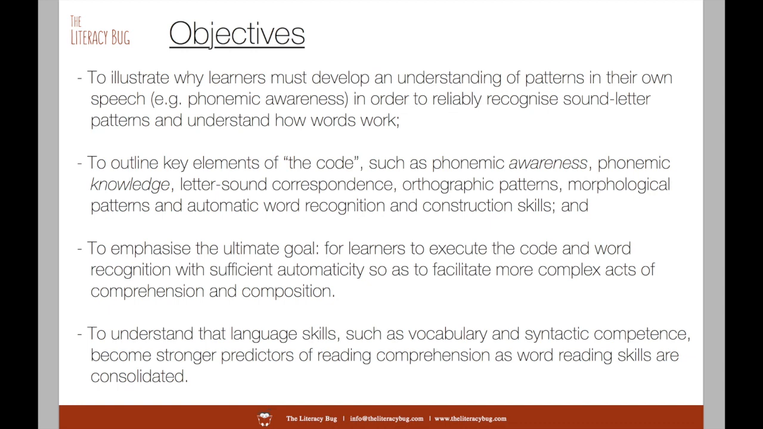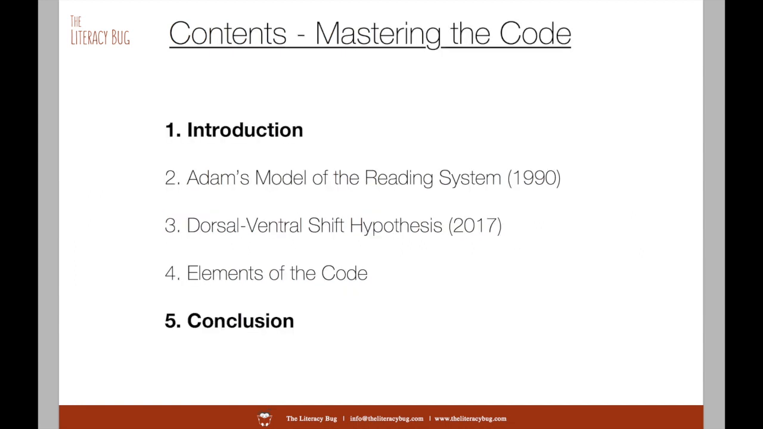So mastering the code is an essential component within literacy, but in and of itself isn't sufficient. So there's just 5 quick sections to this. There's a very quick introduction. Then we'll look at Adam's model of the reading system. And we'll look at something more contemporary, which is the dorsal ventral shift hypothesis. Then talk about the elements of the code and conclude.